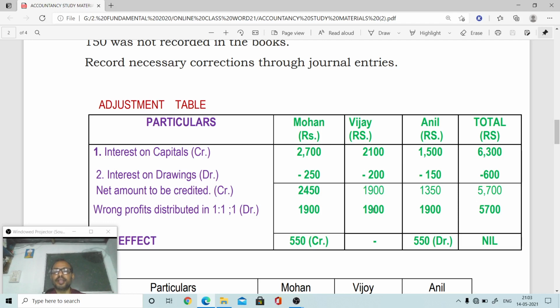Ultimately the balance is shown as debit and credit. So therefore no debit, no credit is there. But for the third partner Anil, he should actually get 1,350 rupees, but he received 1,900, more received. So therefore his capital will decrease. Ultimately he has to pay this amount 550, otherwise his capital will decrease. So Anil's capital is debited by rupees 550 and Mohan's capital credited 550.